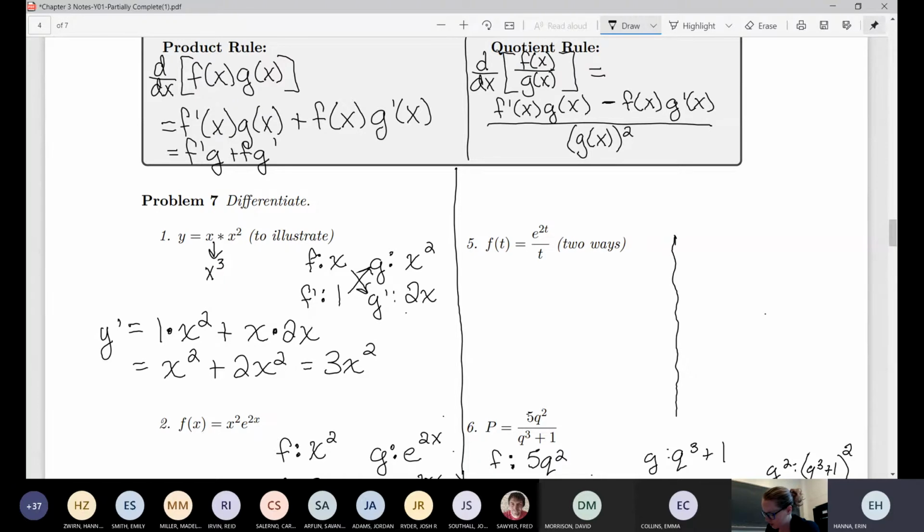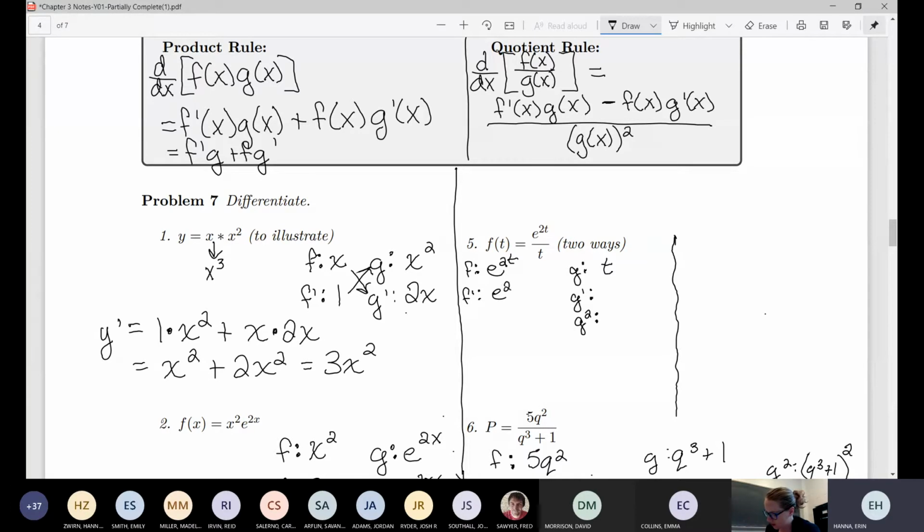If I wanted to do the quotient rule here, let me do my little chart for our pieces again. You don't have to do it if you can just do it in your head, but our f is our numerator, so e to the 2t, and then our g is t. We need the derivative of both of those pieces. Since it's 2t in the exponent of e, that is going to be a chain rule, or you can think about it as the e to the kt rule. Again, that is a chain rule.